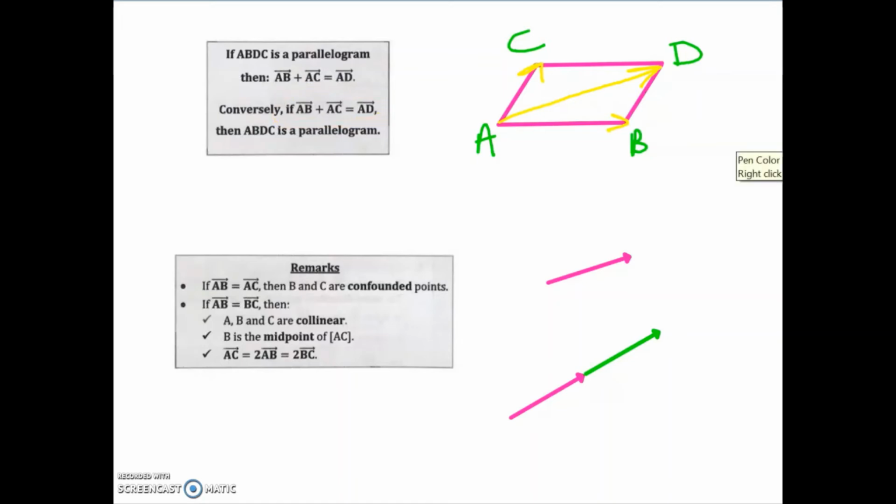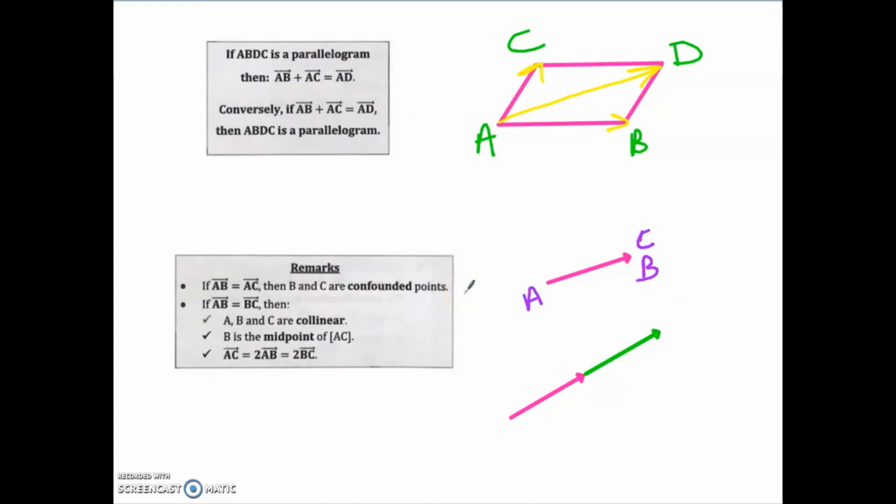Now let's look at these two remarks. Here we have, if AB equal to AC, then B and C are confounded points. So this is obvious. Let's say this vector is AB, and suppose that we have the vector AC such that AB equal AC. Since they start from the same point, I cannot draw C in any other way except being confounded with point B. So C has to be confounded with B for AB to be equal to AC.